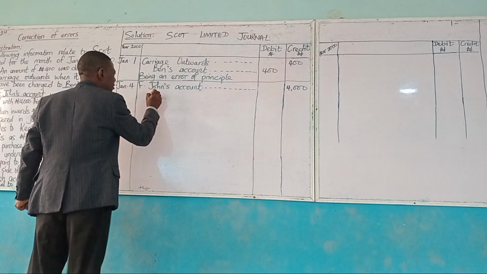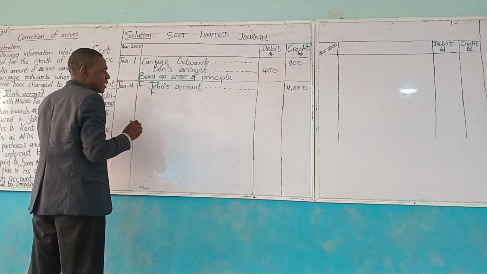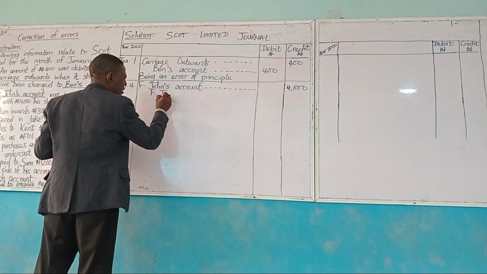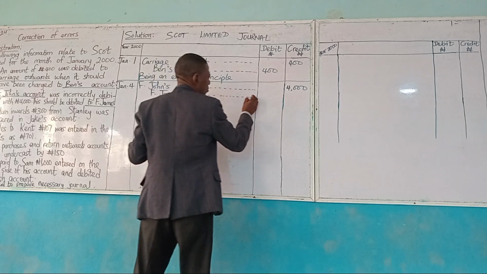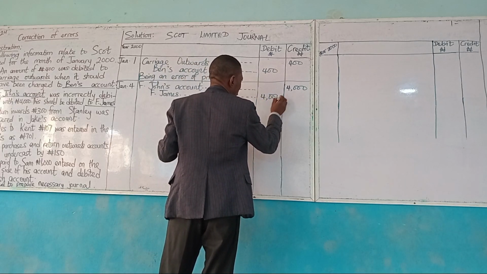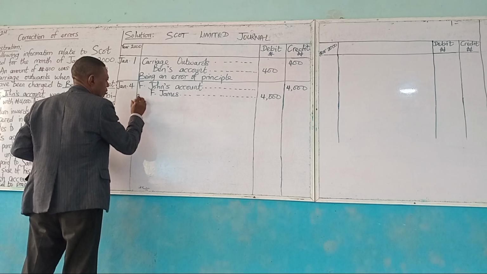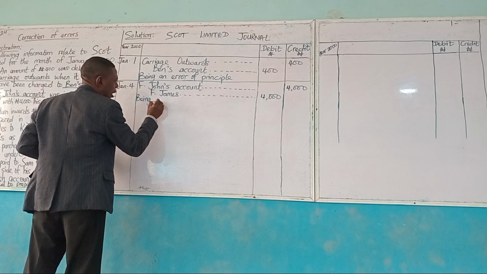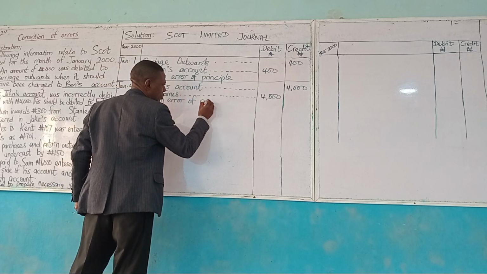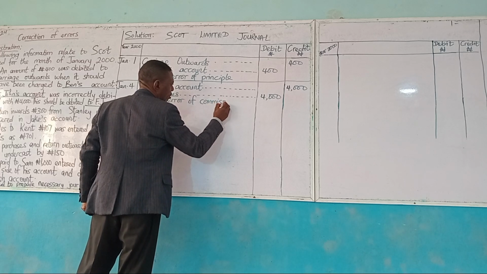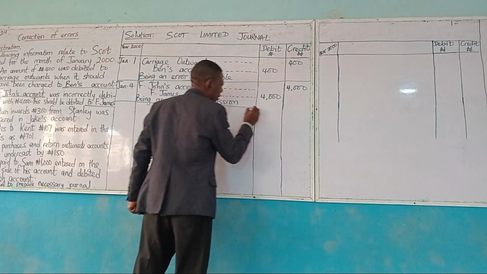Then F. James, the correct name that was supposed to have been debited initially, which was not debited or was omitted. We have to put it in now. F. James's account, 4,000 naira. This is an error of commission, being an error of commission.